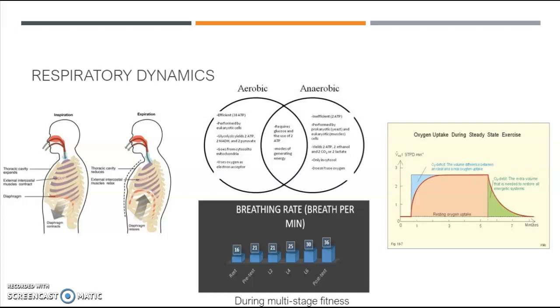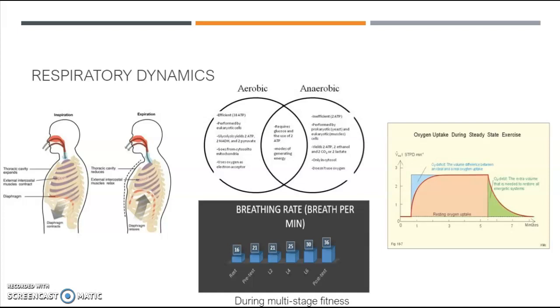Breathing rate is the number of breaths that a person will take per minute, and the normal breathing rate for an adult who is resting is around 12 to 20 breaths per minute. However, during intense exercise, breathing rates may increase from around 14 to 15 to around 40 to 50. This would be seen in an 800-meter race, for example, or cross-country skiing or cycling, because there's a higher demand for oxygen delivery to the muscles to make ATP energy.